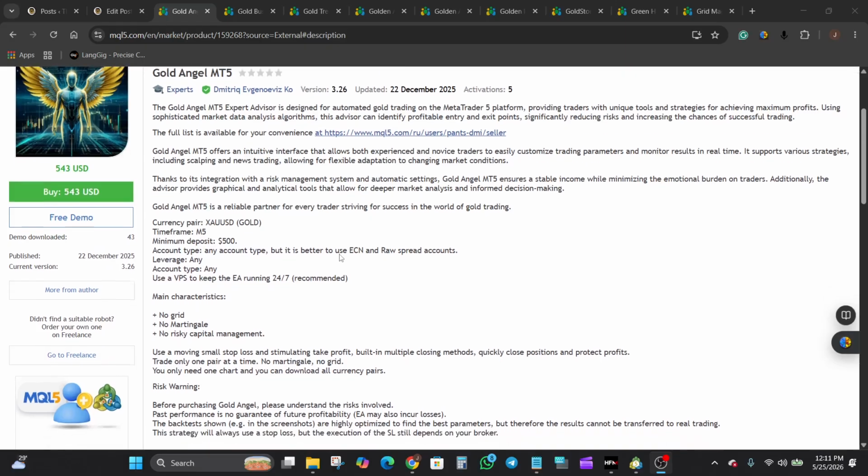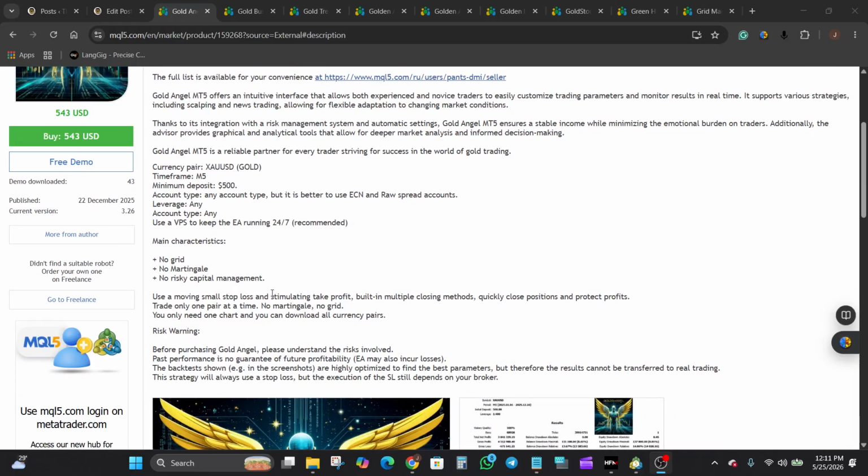It also mentions features like dynamic stop loss handling, multiple closing methods, and profit protection tools, which are aimed at managing trades more actively rather than just letting them run passively.